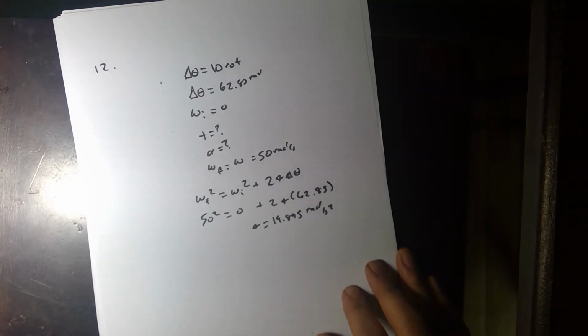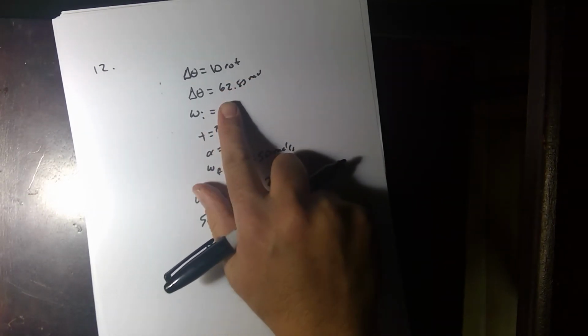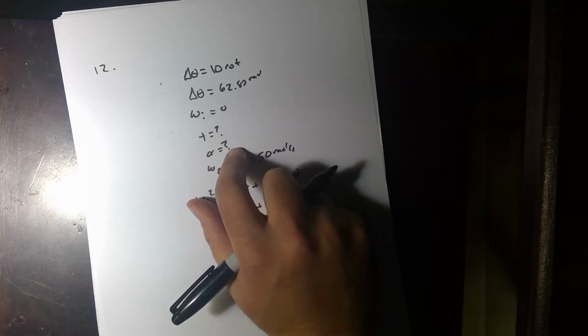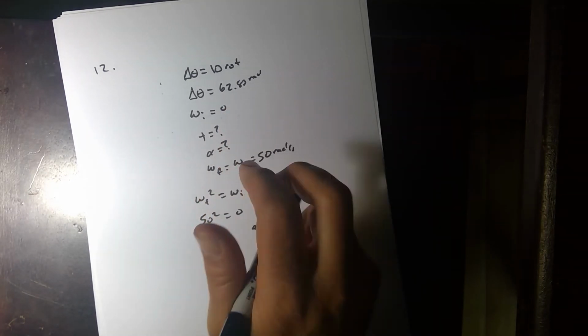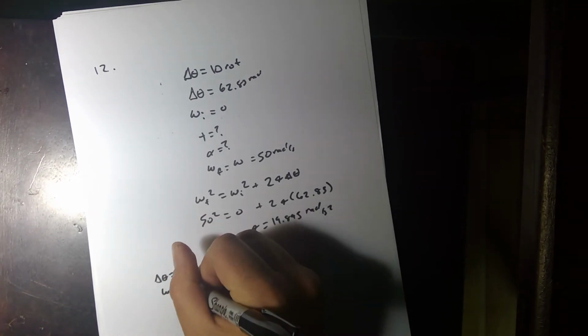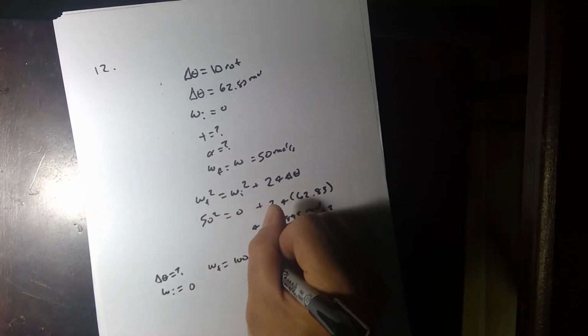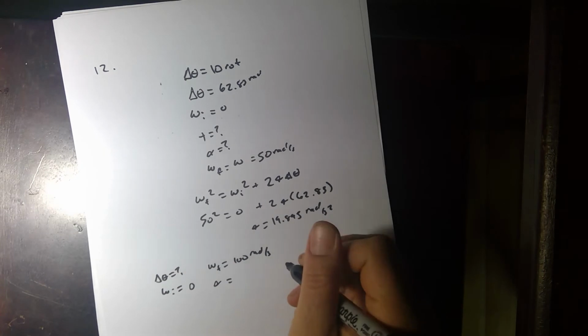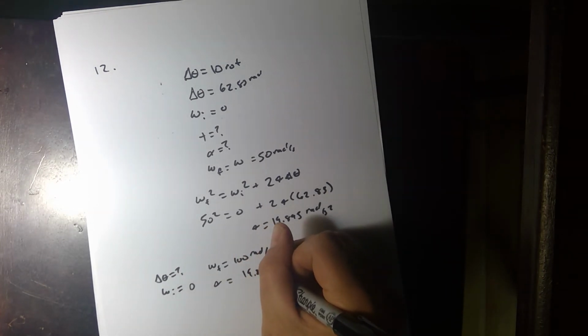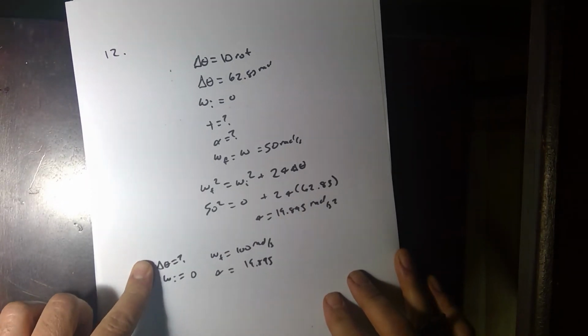So, if I'm looking at that, we don't know delta theta. Omega I is still going to be 0. Alpha is going to be the same, but omega f is now going to be 100. So delta theta, that's unknown. Omega I, 0. Omega f, 100. We'll double it. Now it's 2 omega. Alpha, 19.895. So we have 3 out of the 5. Let's solve for delta theta now.